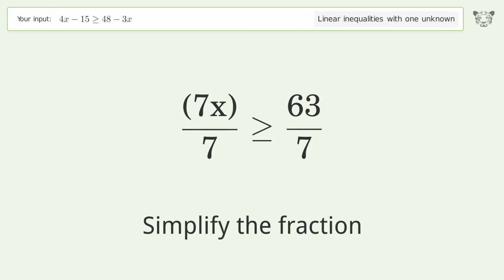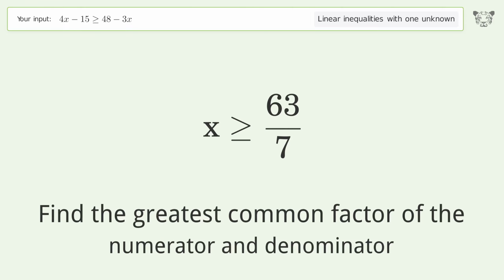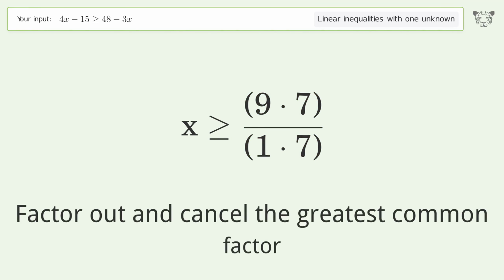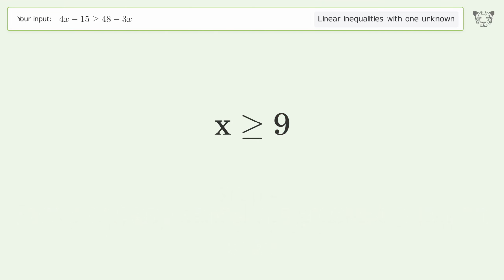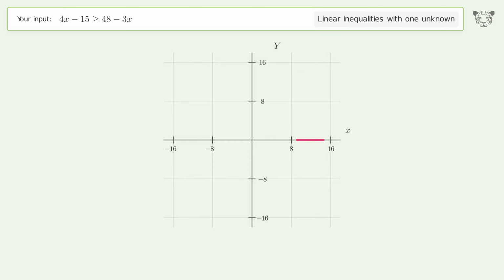Simplify the fraction. Find the greatest common factor of the numerator and denominator. Factor out and cancel the greatest common factor. Plot the solution on a coordinate grid. And so the final result is x equal or greater than 9.